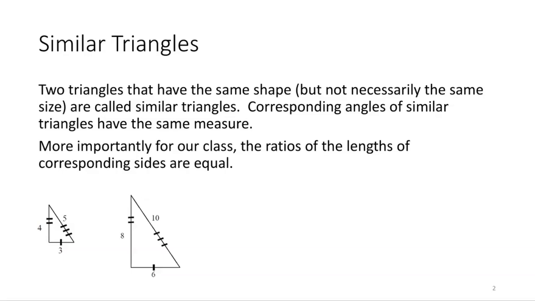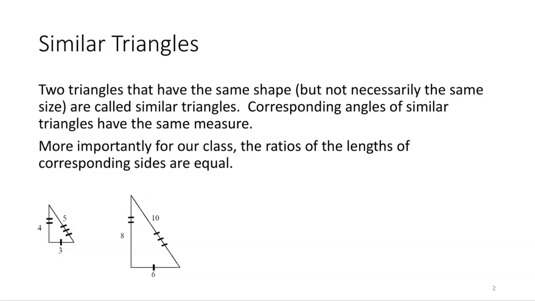Two triangles that have the same shape but not necessarily the same size are called similar triangles. Corresponding angles of similar triangles have the same measure. That is, the angles are congruent between the two triangles. More importantly for our class, the ratios of the lengths of the corresponding sides are equal.